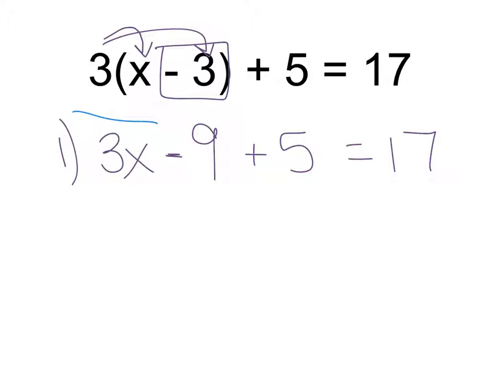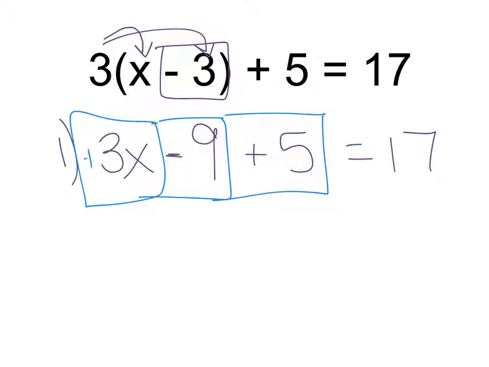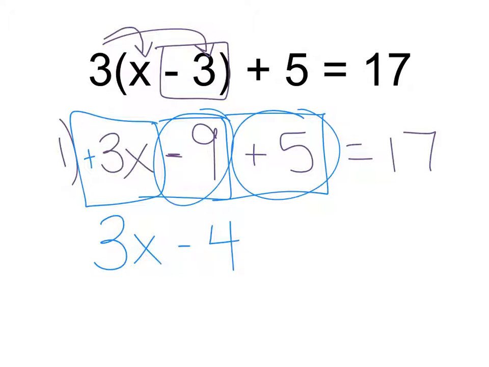The second thing I want to do is combine like terms. So what I'm going to do is identify my different terms here, and I can see there are a 9 and a -9 and a 5. They are like terms because they do not have a variable with them. So this gives me 3x minus 4, because -9 plus 5 is -4, equals 17.